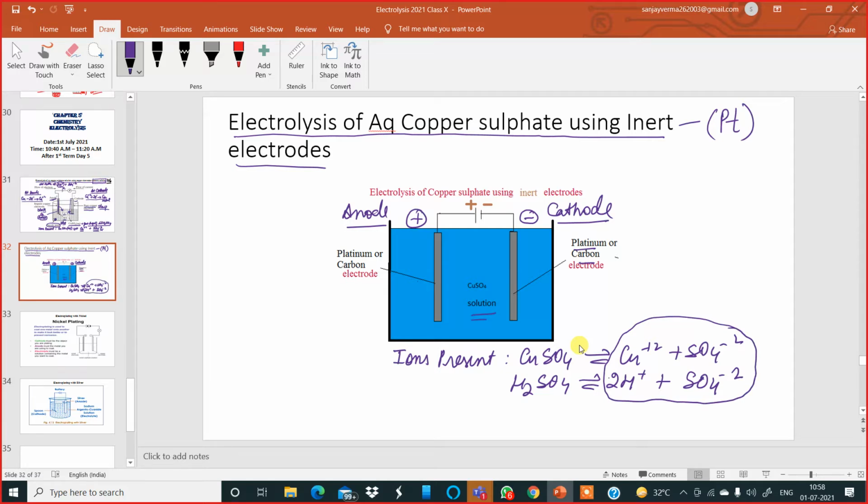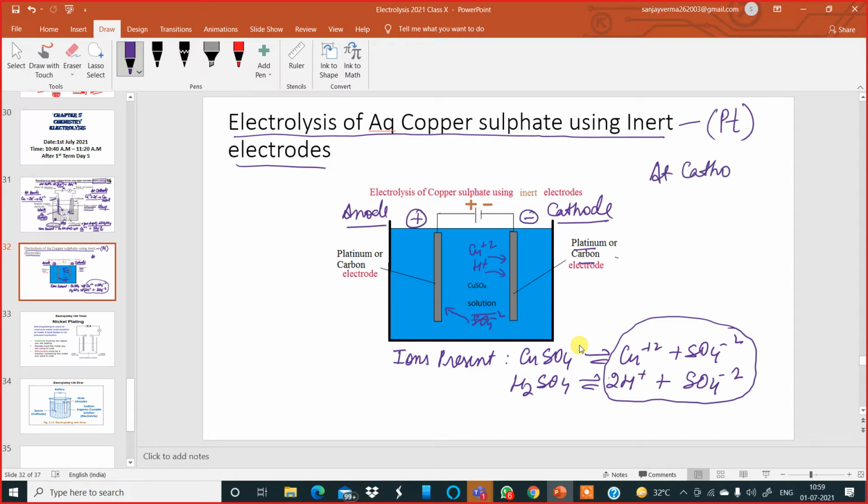Now, when the switch is put on, the copper ions and the hydrogen ions will go to the cathode, whereas the sulfate ions will go to the anode. Now let us see what happens at the cathode.